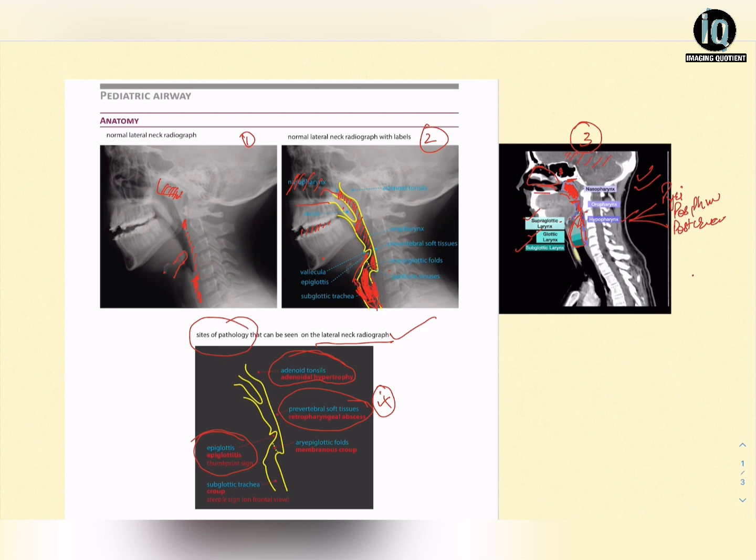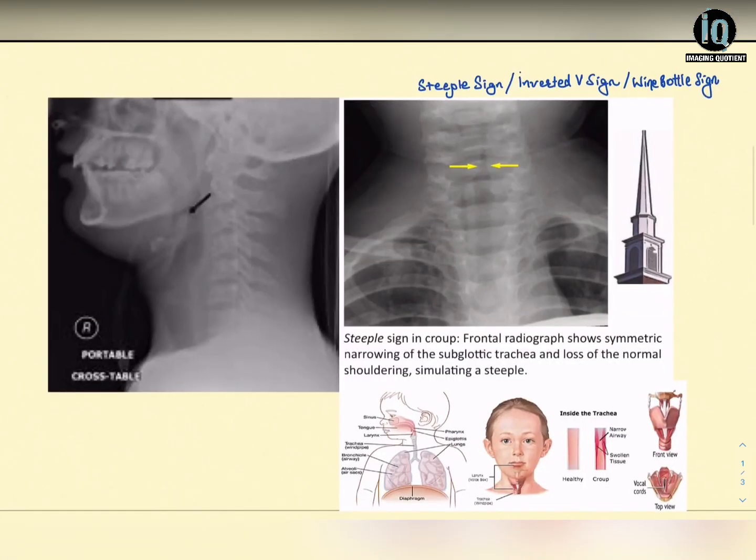So there are two important signs seen in epiglottitis and croup. In epiglottitis, there is the inflammation of the epiglottis, so a thumb-like projection is seen. Thumb-like radiodensity can be seen in the lateral neck radiograph, which is also known as thumbprint sign. And the second sign is the Steeple sign or inverted V sign or wine bottle sign. Steeple is the church top which gets narrowed.